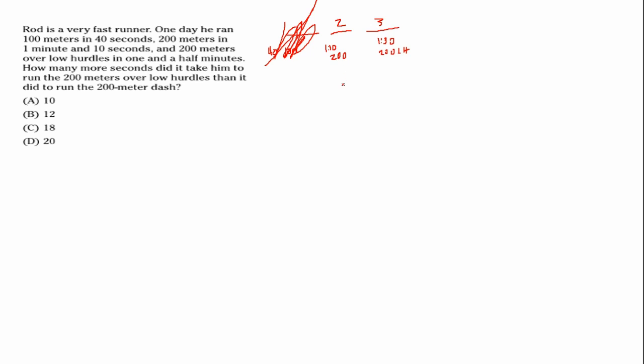If you wanted to make this math simple, you can convert these all to seconds and then just do subtraction. Again, there's 60 seconds in a minute, so 60 plus 10. A minute 10 is the same as 70 seconds. And in this case, we got a minute 30, so we got 60 plus 30. A minute 30 is going to be 90 seconds. You can subtract this out if you want, but clearly you can see that it takes him 20 more seconds to do the hurdles than just the 200 meter dash, which is D.